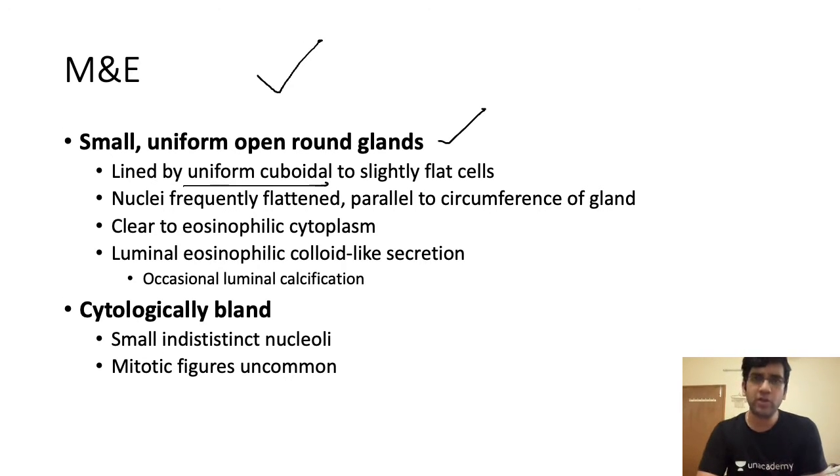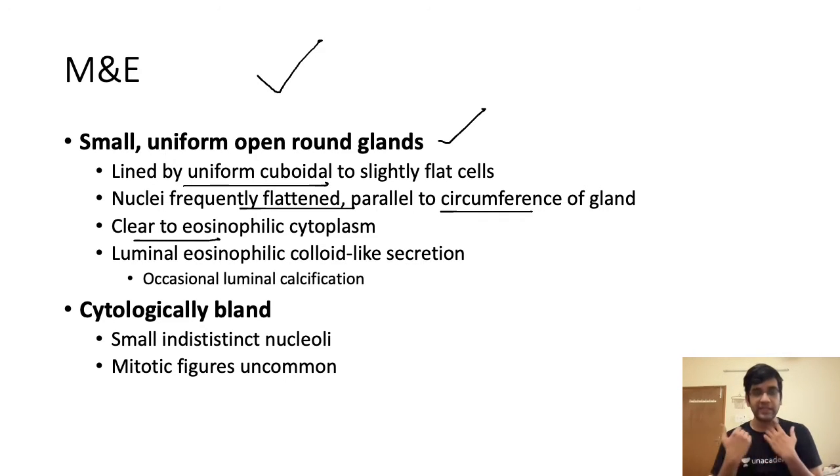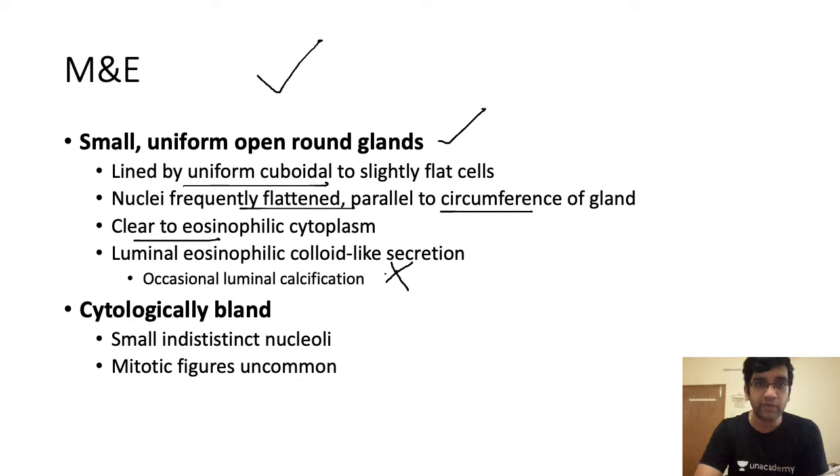Lined by uniform, that's more important, cuboidal and mostly flat cells. Most of them have flat lining as well. Nuclei are also flattened, parallel to the circumference of the gland. You might have cytoplasm clear to eosinophilic. We didn't have much cytoplasm here. It's predominantly the nuclei. Fine. This is very, very important. I want you to remember this forever.